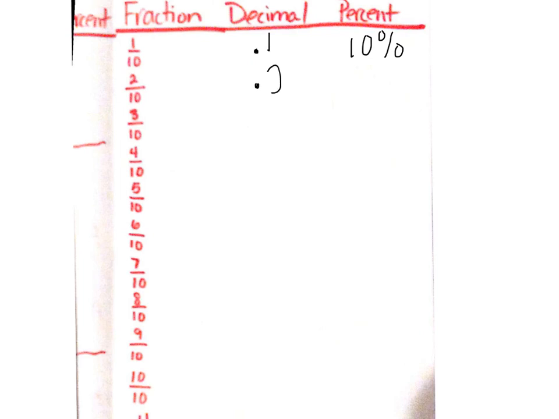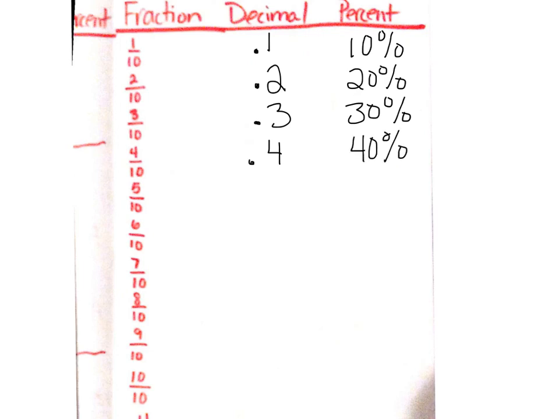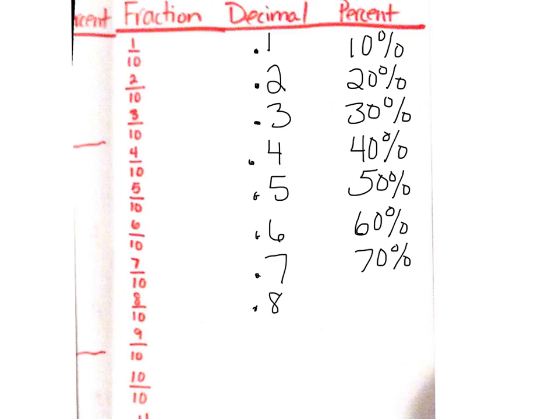2/10 equals 0.2 or 20%. 3/10 equals 0.3 or 30%. 4/10 equals 0.4 or 40%. I think you're picking up the pattern. 5/10 or 50%. 6/10 or 60%. 7/10 or 70%. 8/10 or 80%. 9/10 or 90%. And 10/10 is 1 whole or 100%.